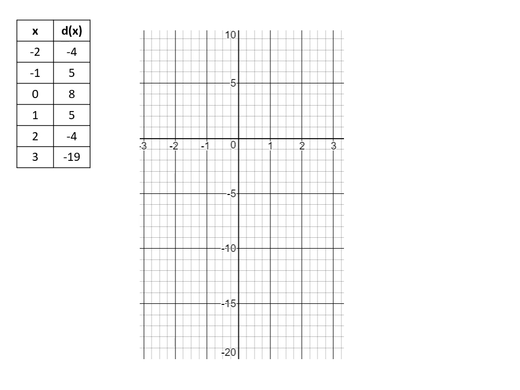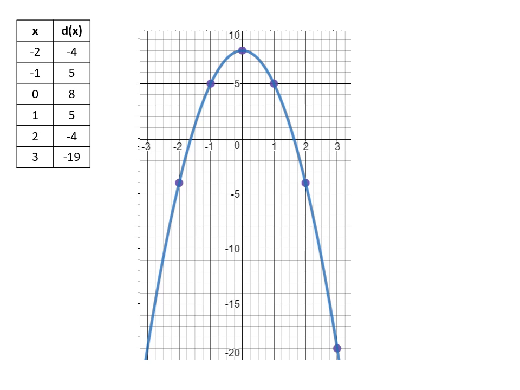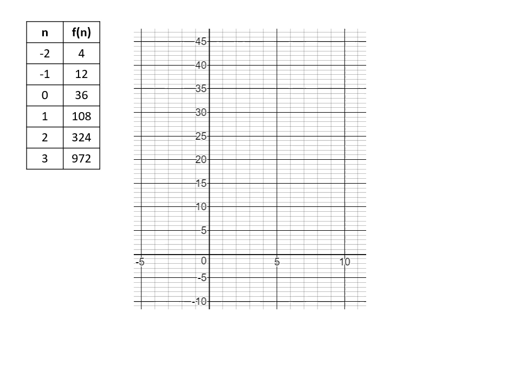Second data set, notice we're going from negative 2 to 3 for the x's, but we're going from negative 20 to positive 10 on the y's. Plot the points, and this is a quadratic, so we draw a parabola through it.